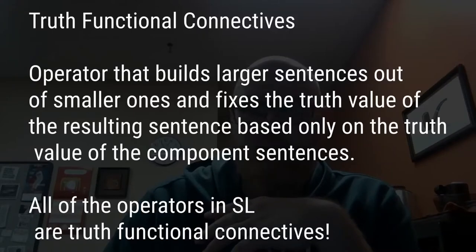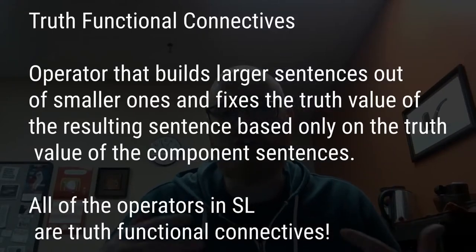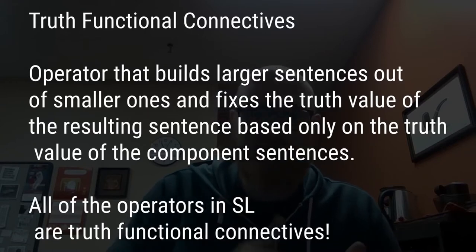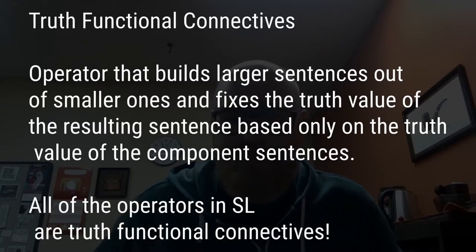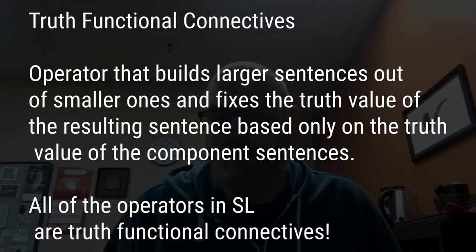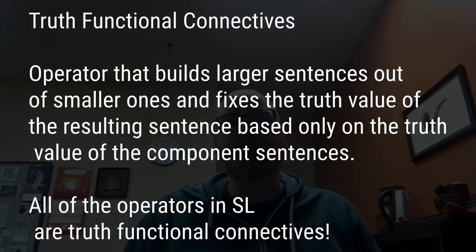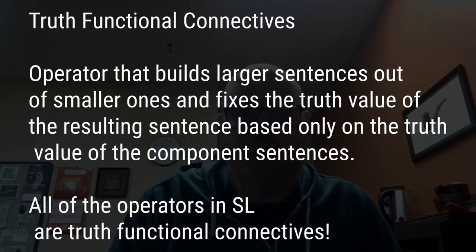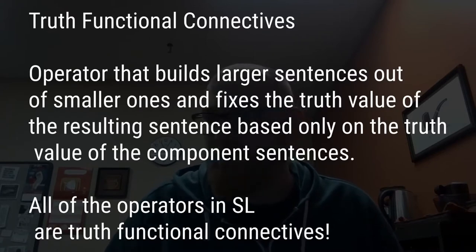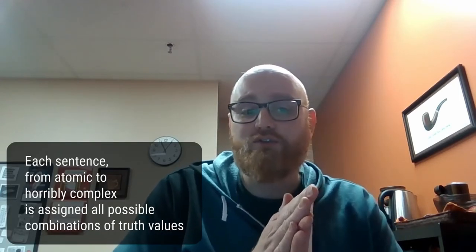Truth functional connectives are those operators that build larger sentences out of smaller ones and fix the truth value of the resulting sentence based only upon the truth value of the component sentences. And all of the operators in sentence logic are truth functional connectives, so you don't really have to worry about separating that out. When we do truth assignments, we assign either true or false to each sentence letter. And then we can build our truth tables. As we do that, we need to assign true or false values to all of the sentence letters.